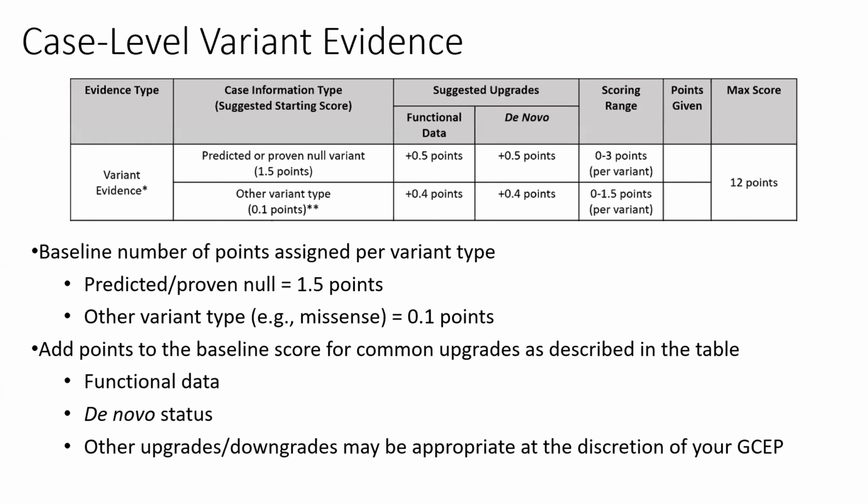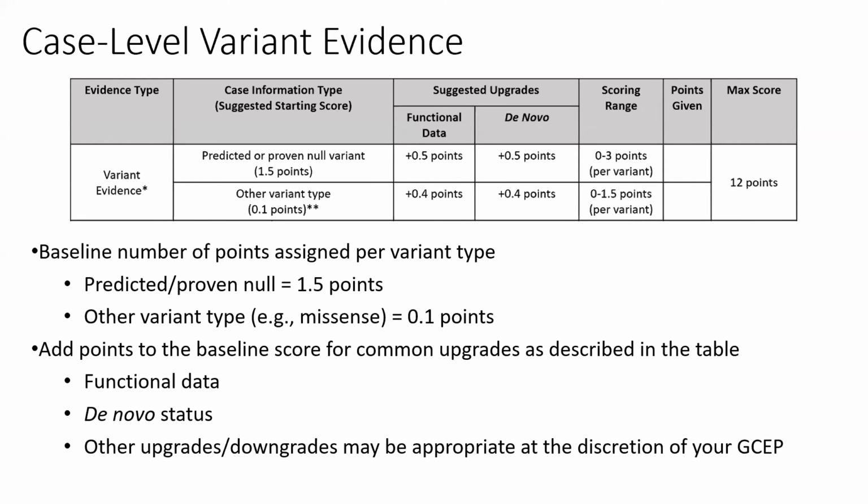All right, so when we're evaluating case level evidence, just as before, we're only considering those variants that are plausible causes for disease. So for example, a variant that's observed at a frequency in the general population that's too high to be consistent with disease shouldn't be awarded points in this system. Variants that are otherwise considered plausible causes for disease can be given a baseline number of points based on the variant type. So predicted and proven null variants in general should start at 1.5 points, and other variant types, for example, missense, should start at 0.1 points.